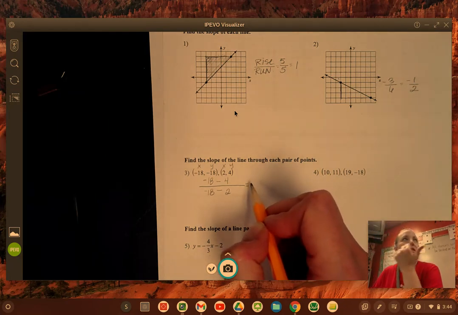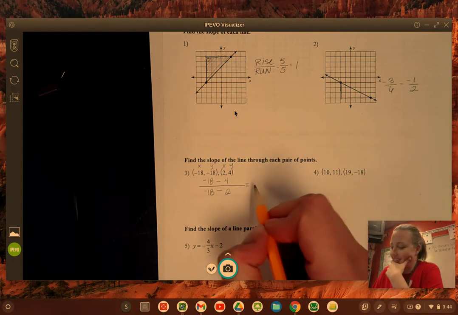Negative 18 minus 4. Oh, negative 22. Negative 22.